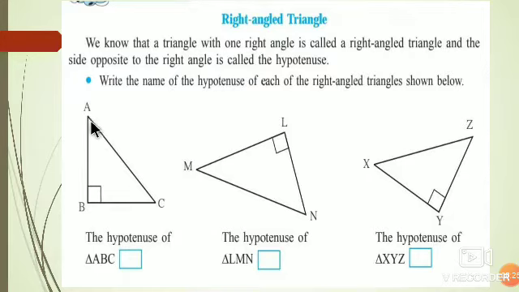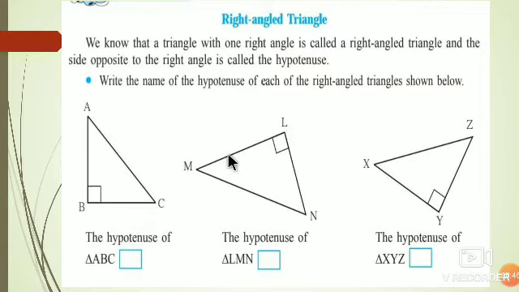Means here in this triangle ABC, angle B is a right angle. That's why the side opposite to the angle B is the side AC. So this side AC is called the hypotenuse of the triangle ABC.